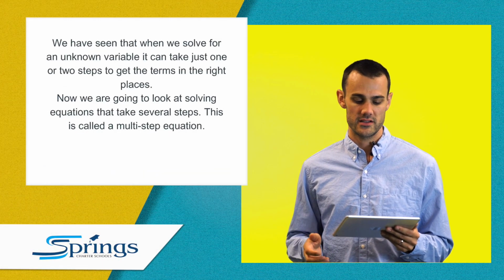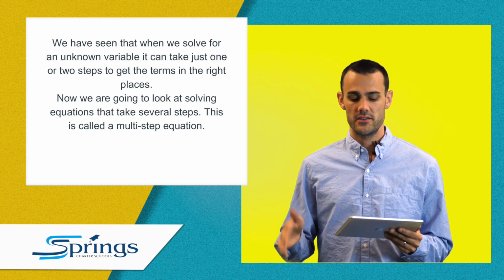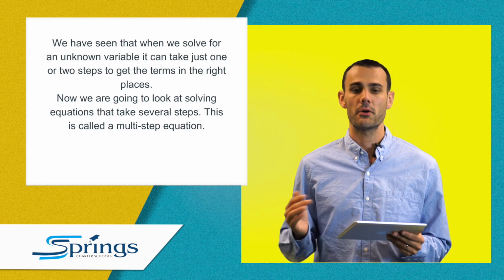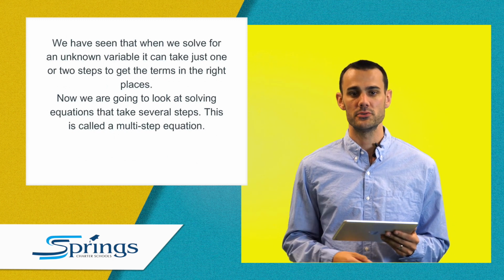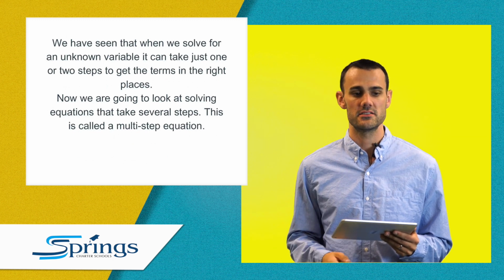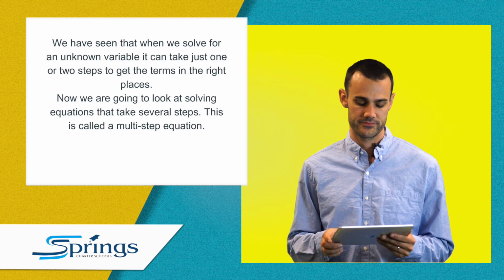So far we've seen that when we solve for an unknown variable, we can take just one or two steps in the terms to get the answer. But now we're going to look at equations that have multiple steps in order for us to get down to the single answer for that equation.